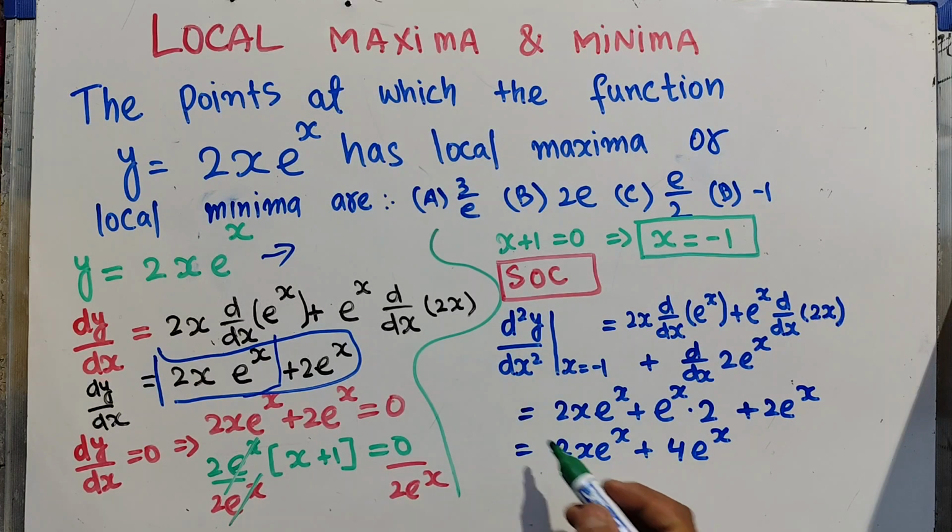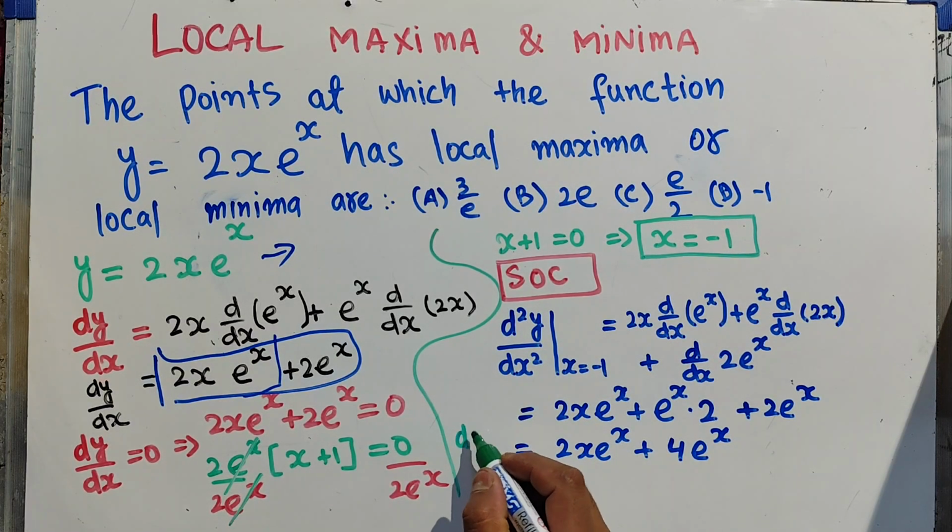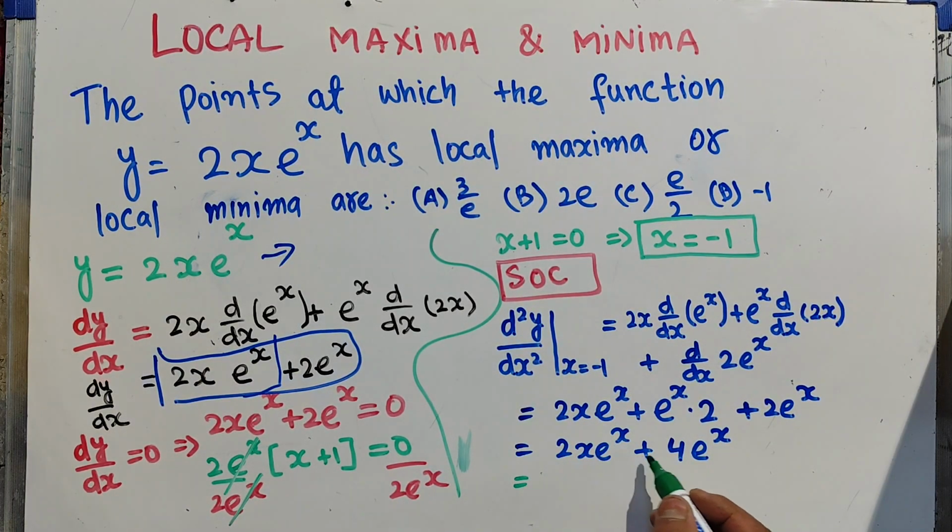Now we evaluate the second derivative at x is equal to minus 1. Let's plug the value of x is equal to minus 1 here. So we have 2 into minus 1 e raised to the power minus 1 plus 4 e raised to the power minus 1. If it comes out to be less than 0, then we have the local minima. If it comes out to be greater than 0, then we have the local maxima. So let us see here.